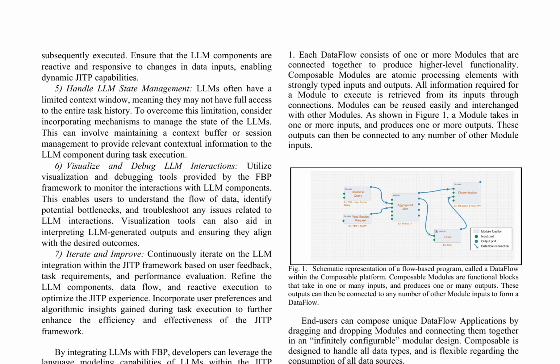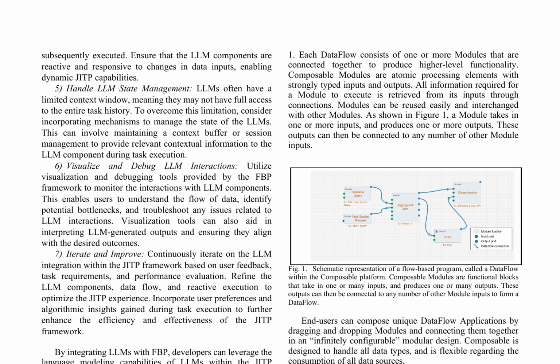The integration of large language models, LLMs, with flow-based programming, FBP, in a just-in-time programming, JITP, framework is a novel approach to software development. This integration involves 7 key steps: defining a JIT code generation module, handling LLM state management, and iterating on improvements based on user feedback and performance evaluation. A cutting-edge platform, the Composable Data Ops platform, developed at MIT, exemplifies this integration.